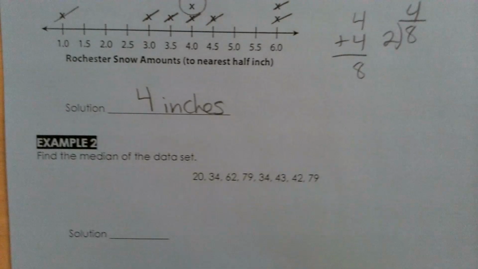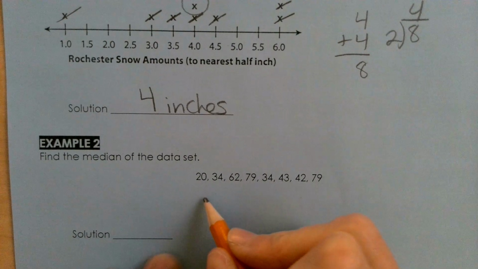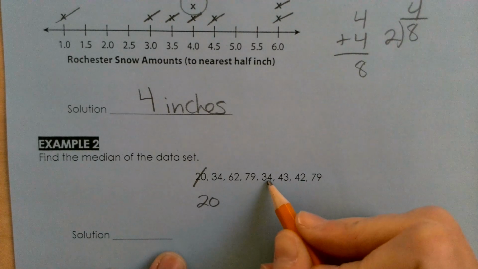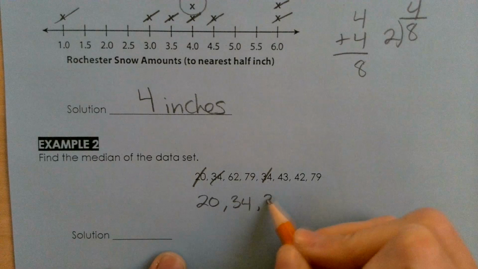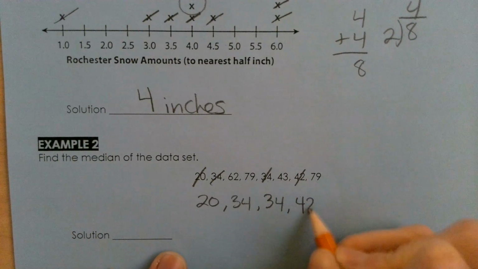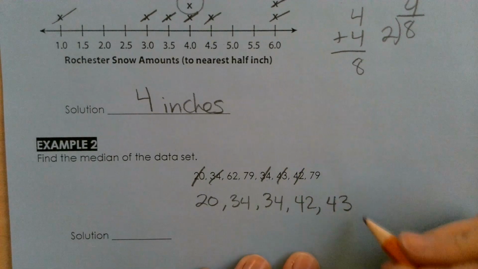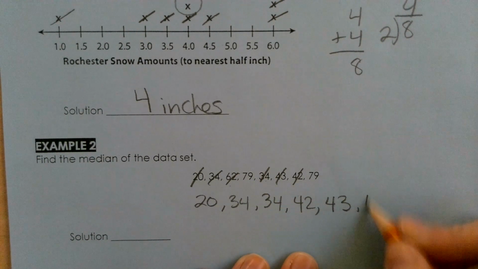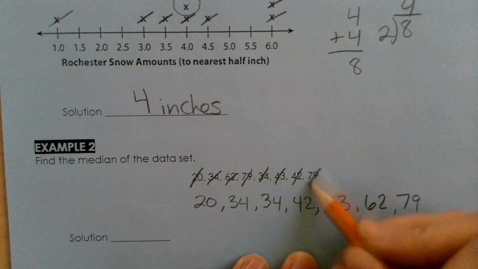What about this data set though? This is not in number order, so we have to make sure we put it in number order first. So we have 20, okay, and then I see a couple of 34s, so there's a 34, there's a 34. Notice I'm marking them off as I go to make sure I didn't miss any. 42, and then 43. You don't want to mess this up and then have your median be off because you don't have all of the numbers, or you don't have them in actual number order. 79, and then a 79.